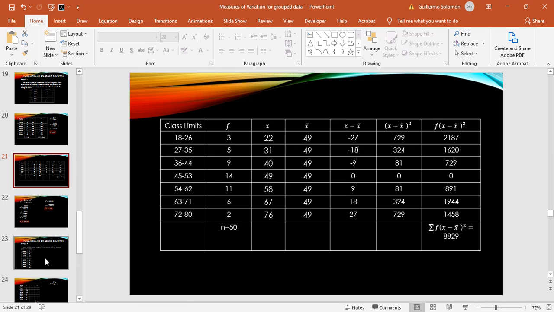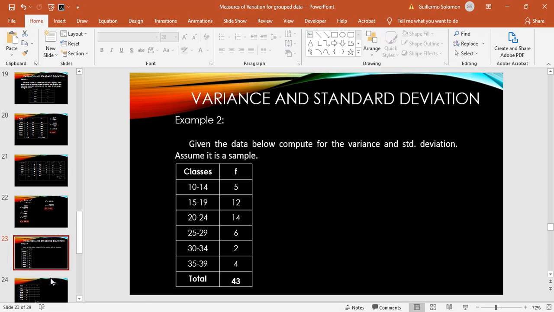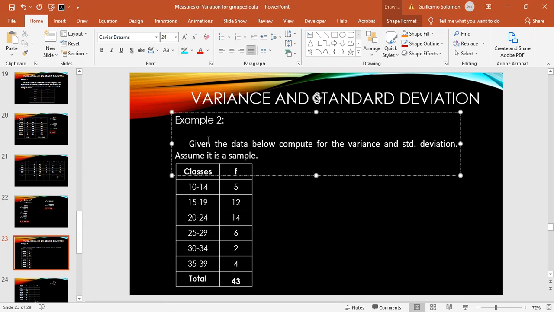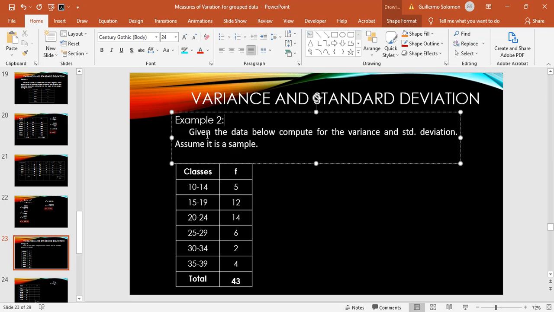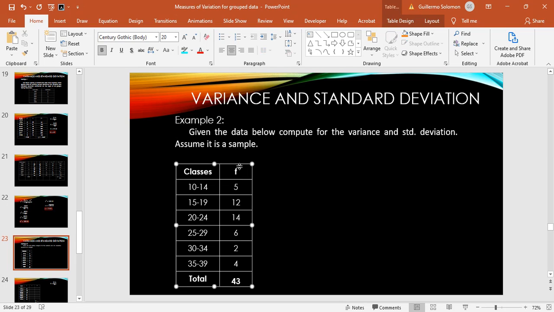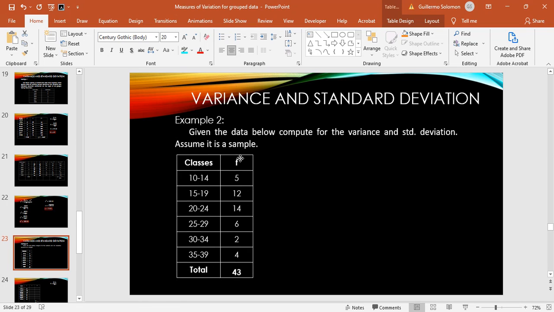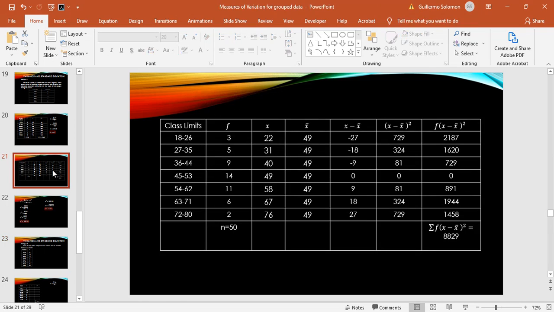Okay, so next, let's have this example. Example number 2, given the data below, compute for the variance and standard deviation. Assume it is a sample. Okay? So, gagamitin lang natin dito is yung for sample variance and standard deviation. Okay? Kasi may ibang formula nga doon sa population variance and population standard deviation.